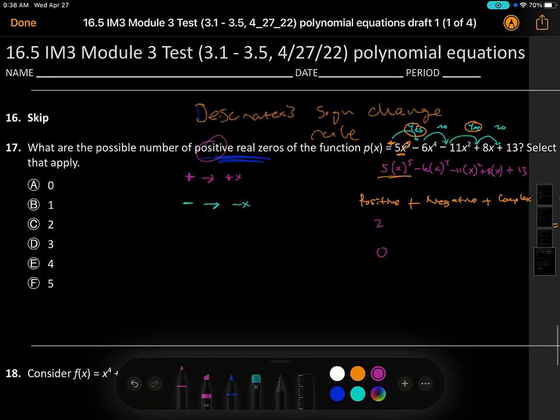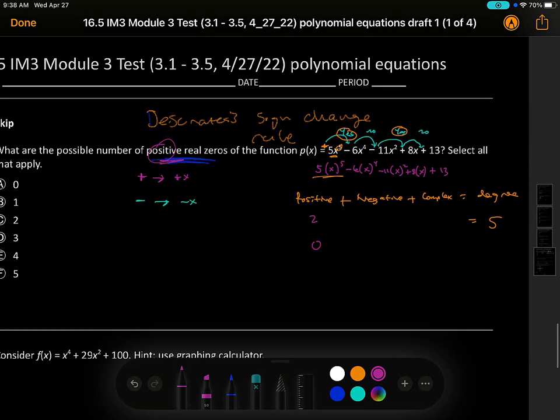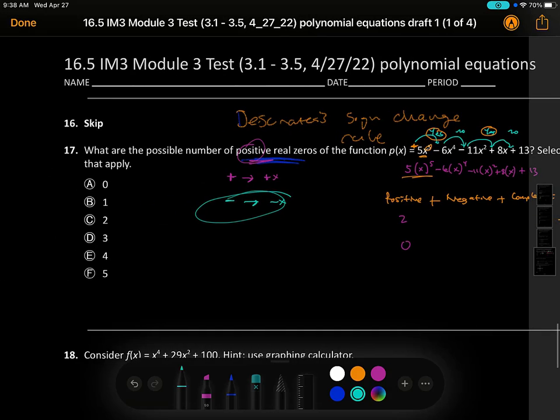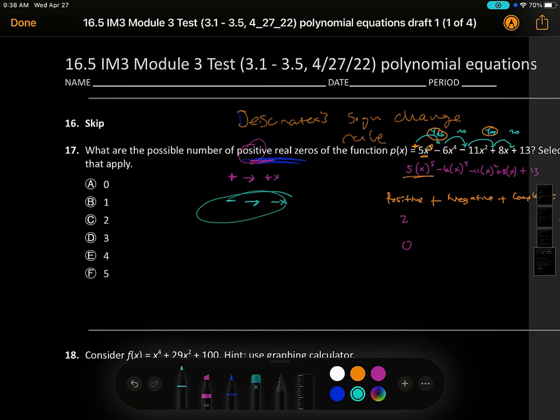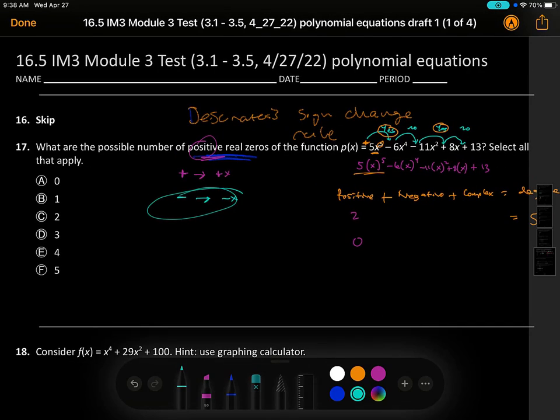And if you look at that, I don't need to do the rest of the problem because we're just looking for positives. If you want to do negatives, then you would do that light blue step over here. Same thing, and then put in the possibilities. And then remember, complex only come in pairs. So for number 17, our answer is just 2 and 0, which is C and A.